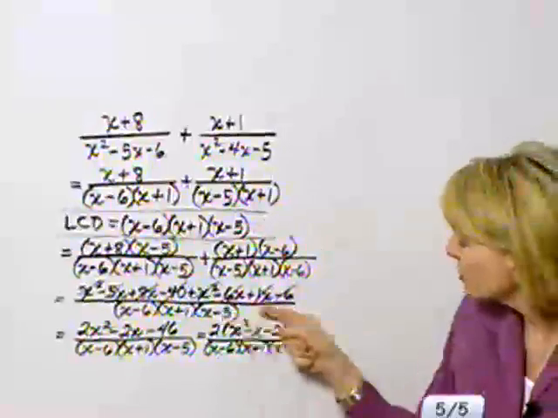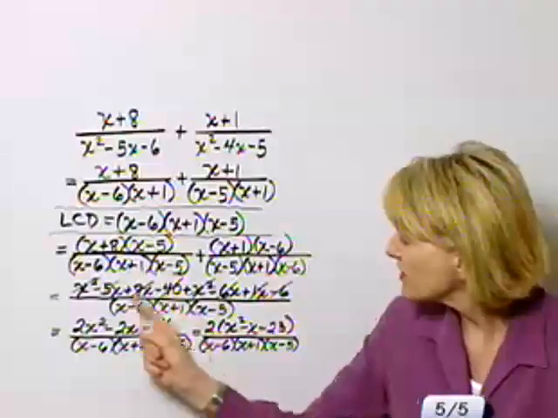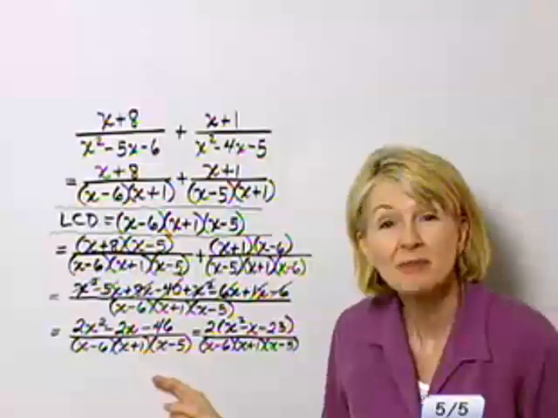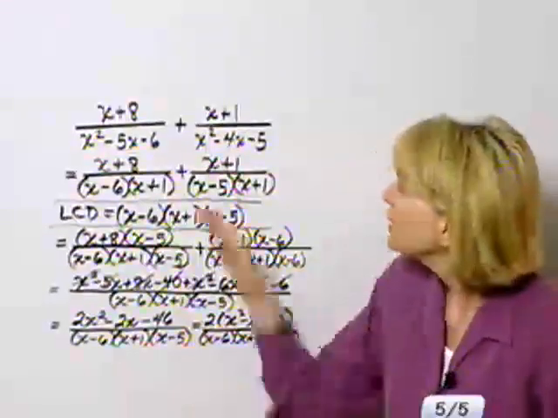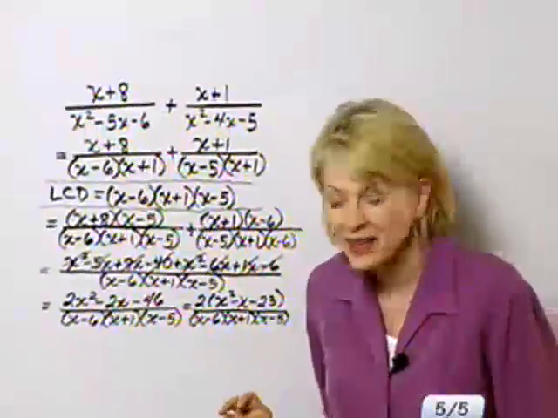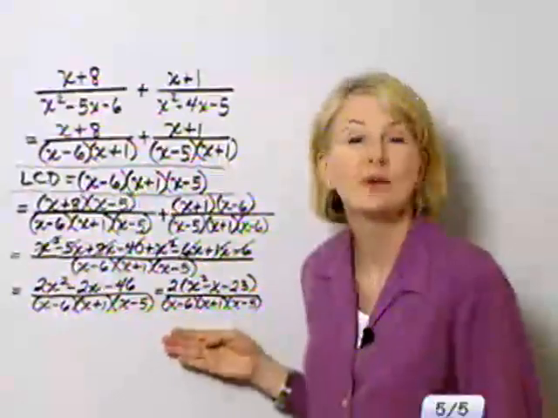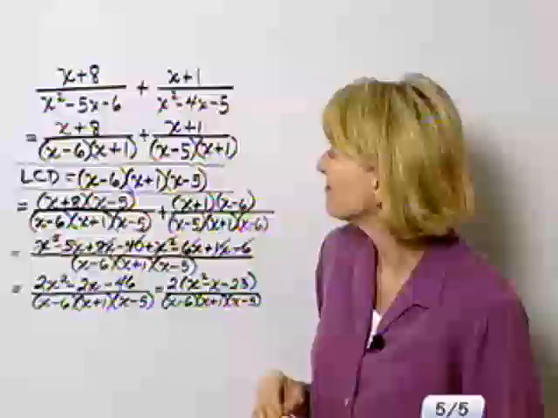In knowing that, you can write it in this form or this form because there is no simplifying that can be done. We have added those two rational expressions. Here's the sum, or equivalently, here's the sum.